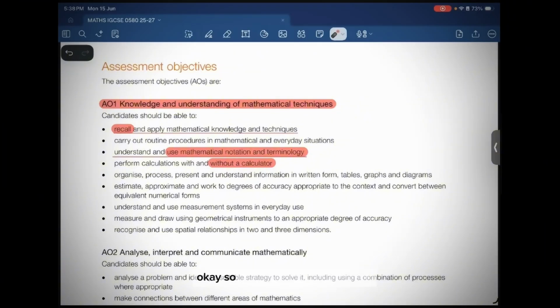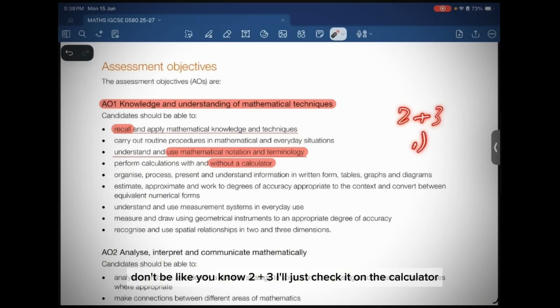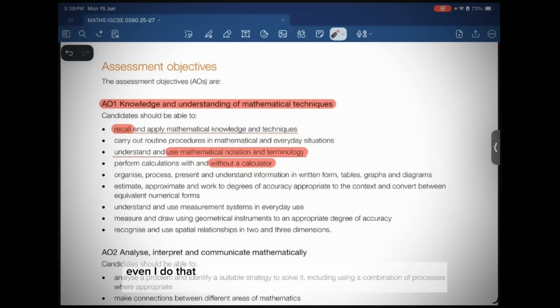Okay. So now what I want you to do is develop this in your practice as well. Even if you're doing small questions, try to do the question to the extent that you can without the calculator. Don't be like, 2 plus 3, I'll just check it on the calculator. I'll tell you, even I do that. That's very common knowledge because it's something that can be taken advantage of. So why not do it? But extra dependency on the calculator is never going to be helpful.